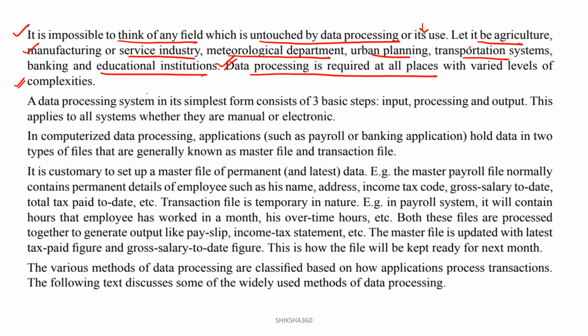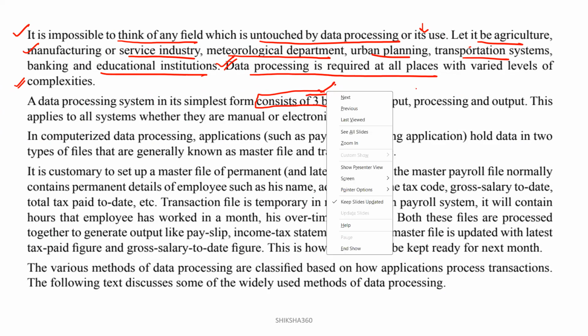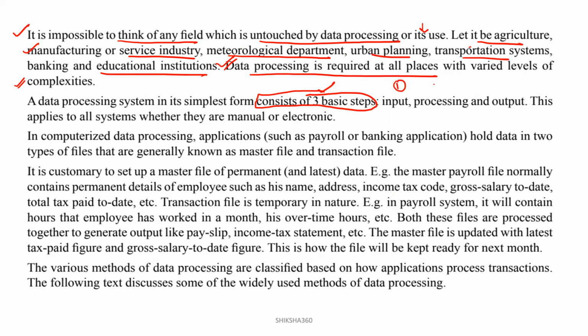A data processing system in its simplest form consists of three basic steps. Sometimes they will ask in the examination, what are the three basic steps in a data processing system? The first is the input, the second is to process that input, and the third is the output. This applies to all systems, whether manual or electronic.